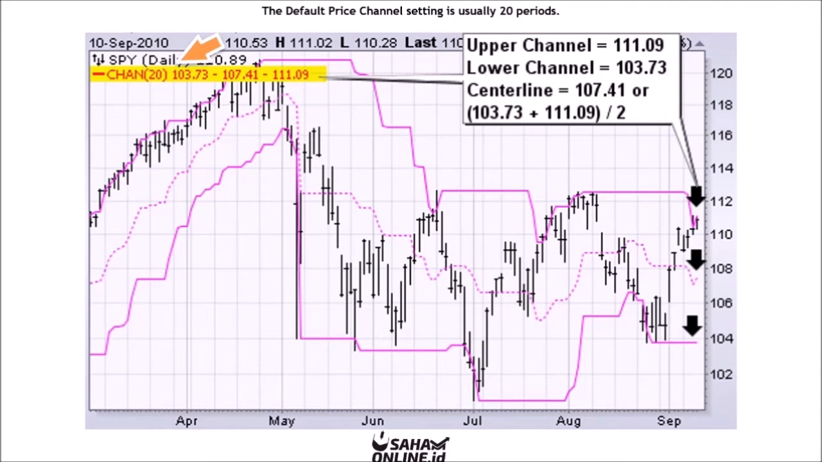The default price channel setting is usually 20 periods. Price channels can be used on intraday, daily, weekly or monthly charts. The look-back period, 20, can be shorter or longer. Shorter look-back periods, such as 10 days, produce tighter channel lines. Longer look-back periods produce wider channels.